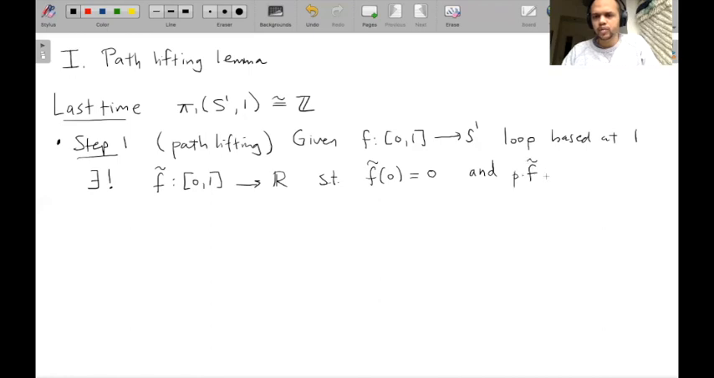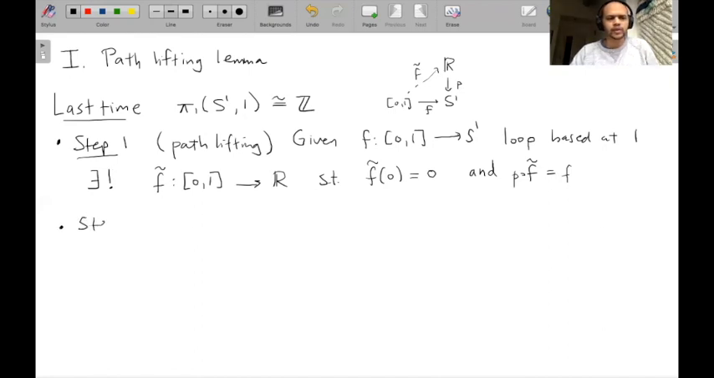Which means that if you do p and then f tilde, you get f, where here p is the exponential map from the real numbers to the circle. So given f, you can find a lift f tilde like this. Okay, so that was the first, and I would say the key ingredient.